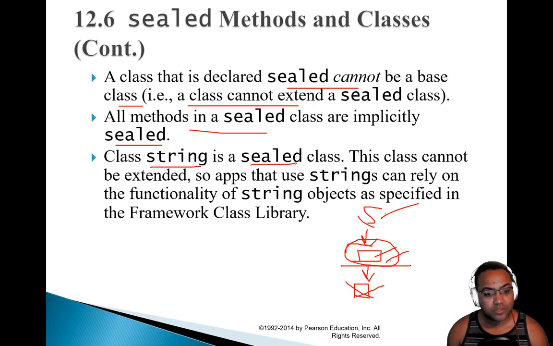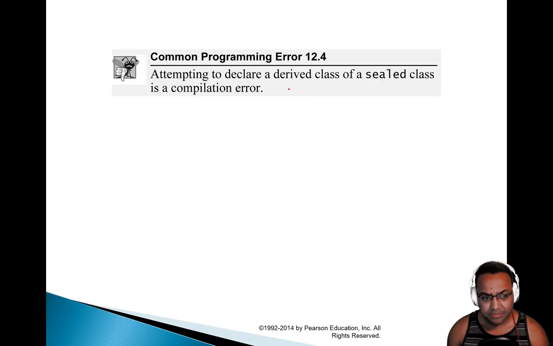Class string is a sealed class. This class cannot be extended, so apps that use strings can rely on the functionality of string objects as specified in the framework class library. Attempting to declare a derived class of a sealed class is a compilation error.